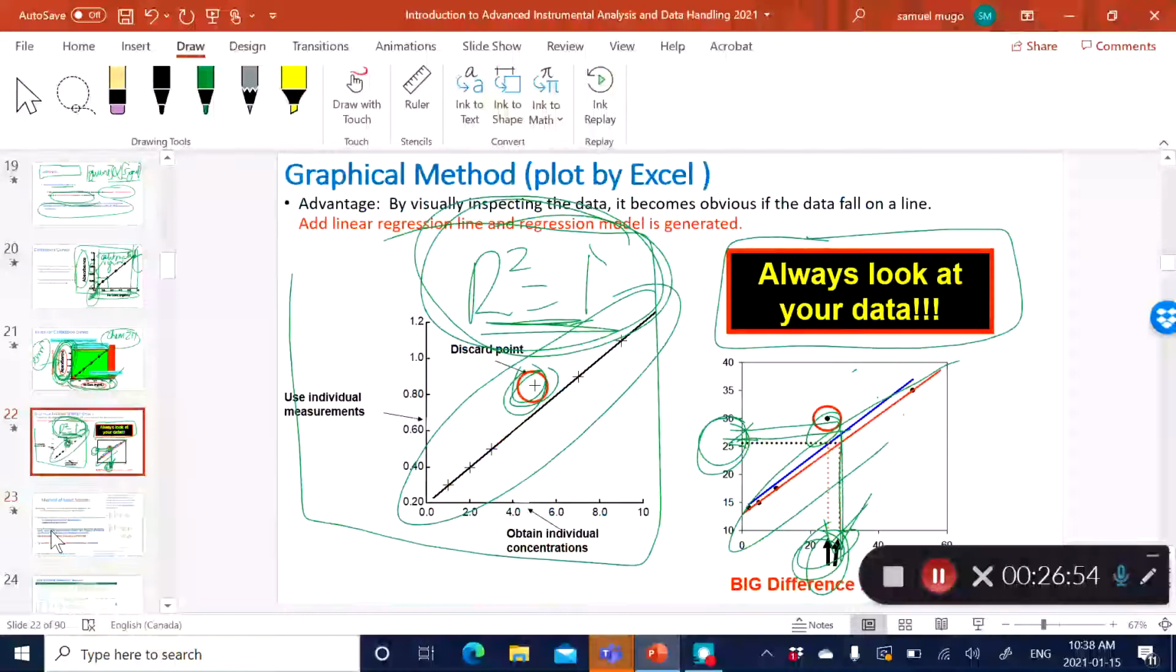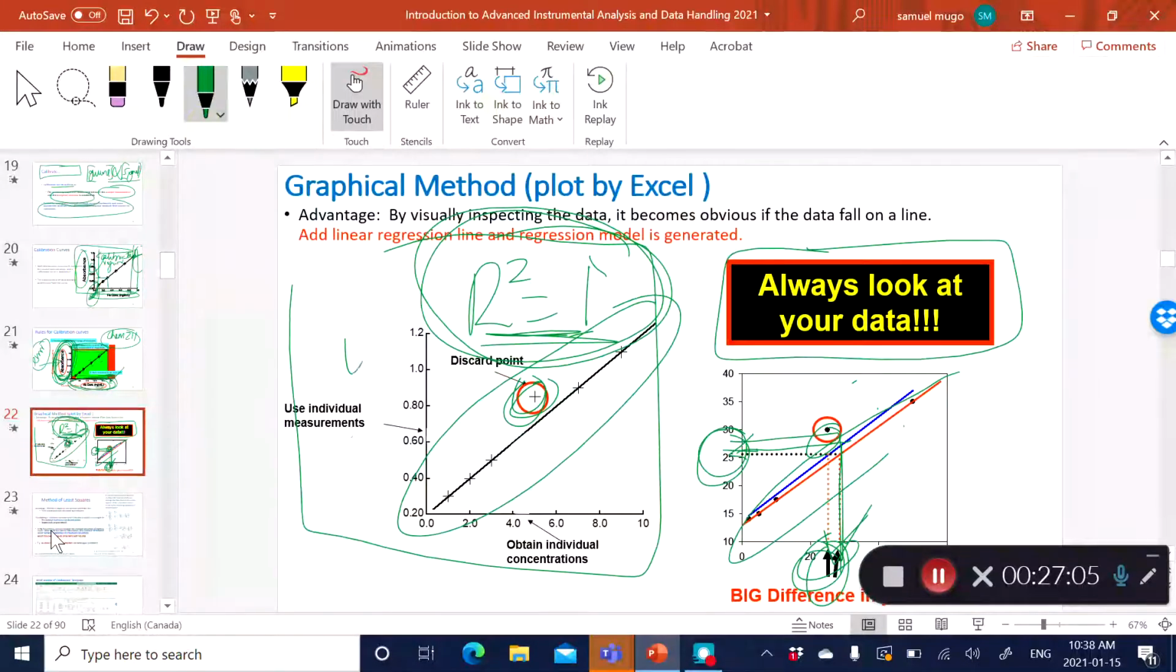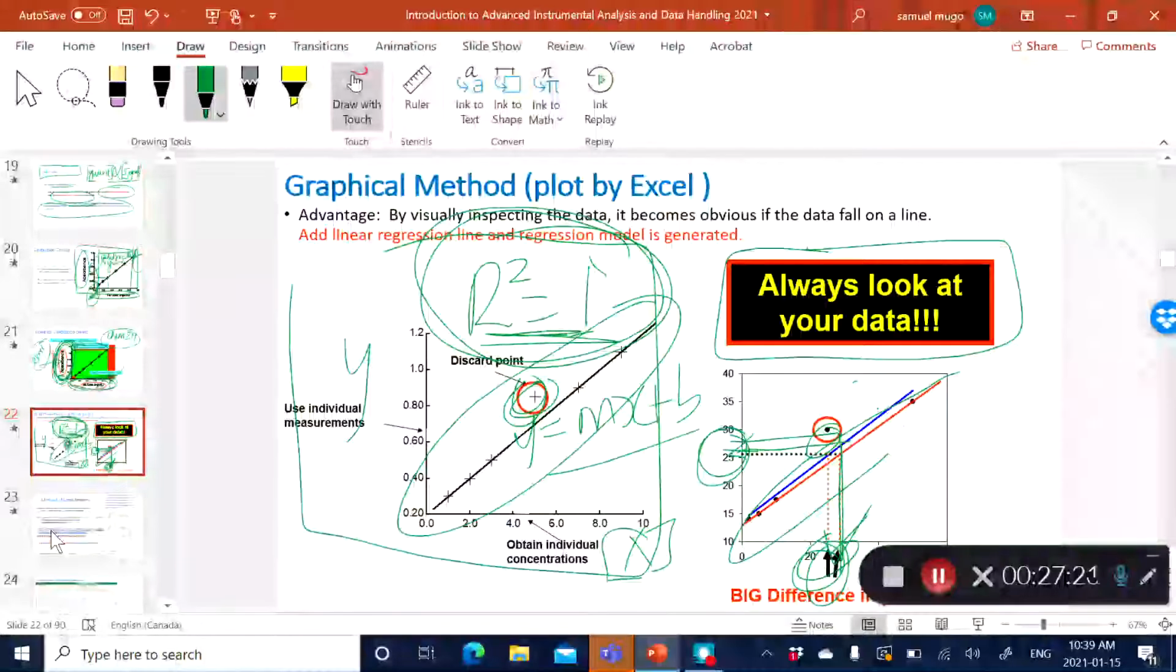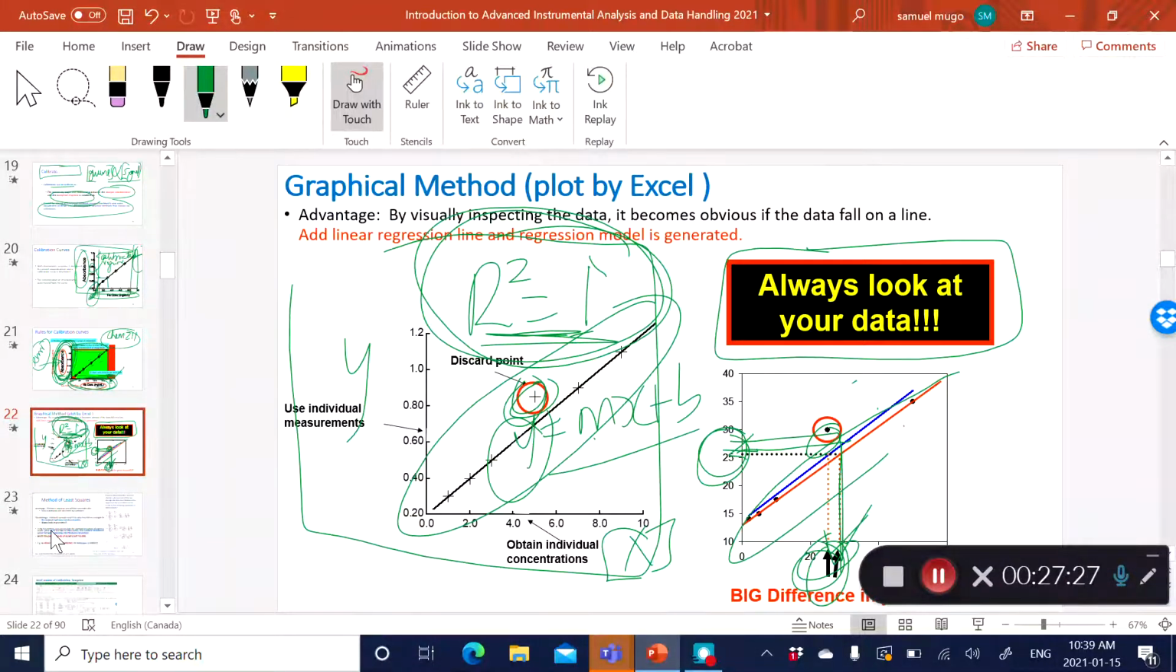So that is the Excel method, or rather a graphical method where you can visually see the relationship between the Y, which is the signal, and the concentration, which is the X. And of course, you can have the regression equation, y equals mx plus b, for univariate calibration, meaning you've got a single variable. If you now have the unknown, you can put the y as the unknown, m is the slope, b is the intercept, and you can determine the x.